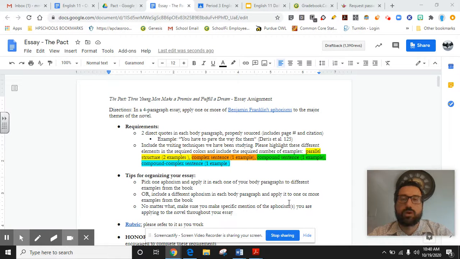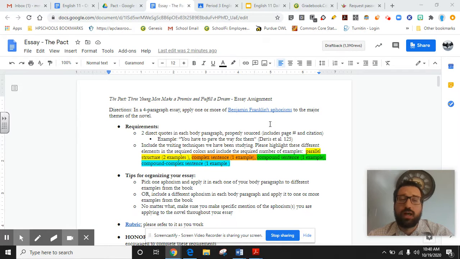Hello. Today we're going to talk about your final essay for The Pact, in which you will write an essay comparing one of Benjamin Franklin's aphorisms to the major themes of the novel. We've talked about Benjamin Franklin's aphorisms at the beginning of this unit. In fact, here is a hyperlink to that assignment. I've also mentioned to you many times that you should be looking to see if any of those aphorisms fit in with the different themes of the novel.